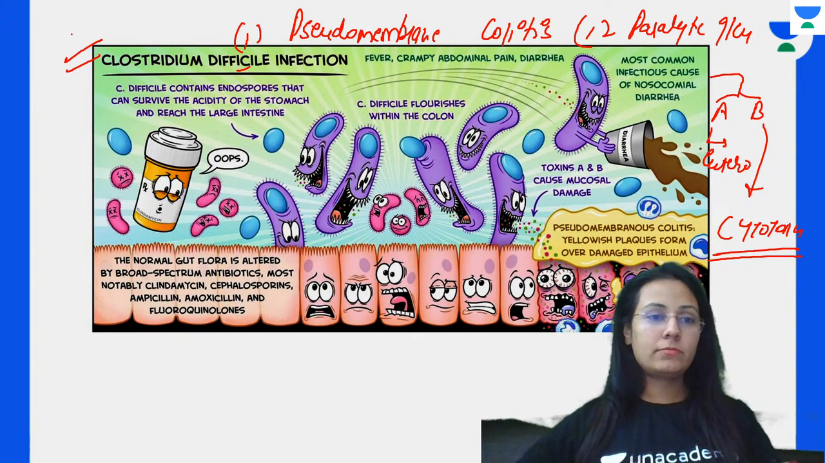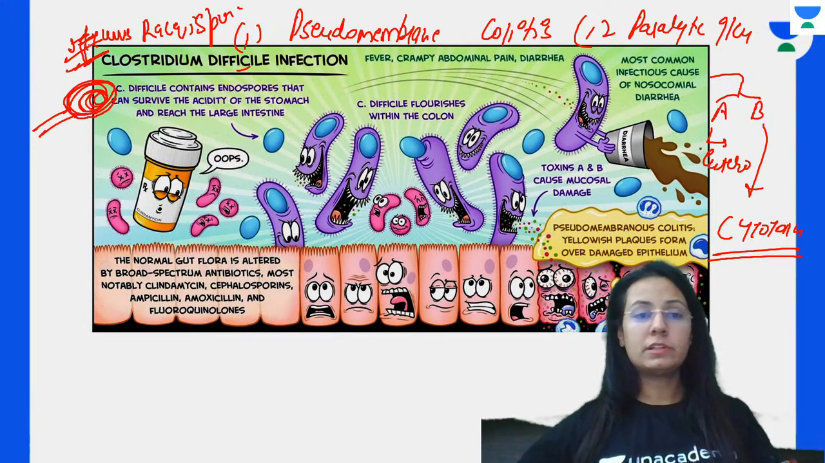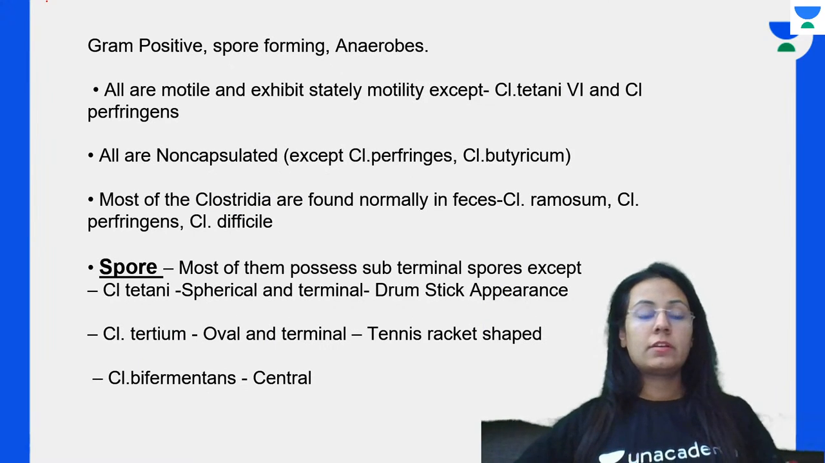The tennis racket and the subterminal spores. These tennis racket spores are terminal and oval in shape, along with Clostridium tertium. Now, this is the clinical manifestation.